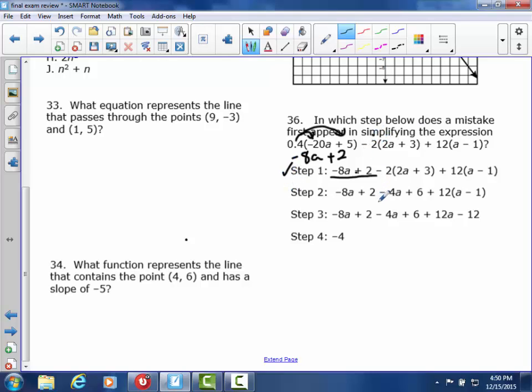Then the next set of parentheses are missing, so they must have distributed here for step 2. So we get negative 4a minus 6. Oh, there's our mistake. They put plus. So our error occurred here at step 2. And we need to go no further because we found our error.